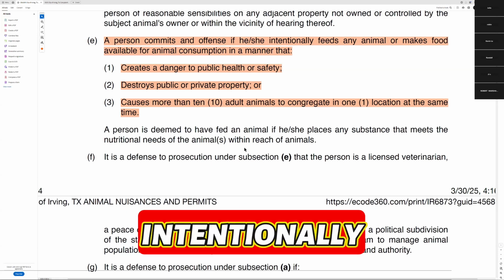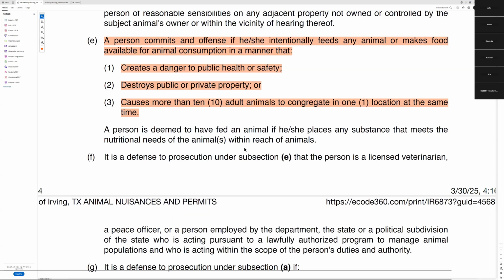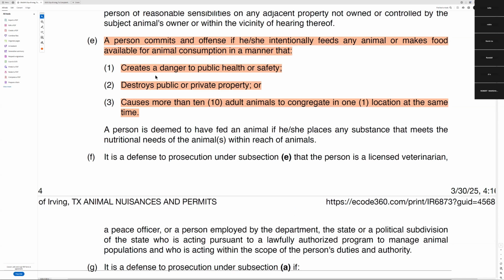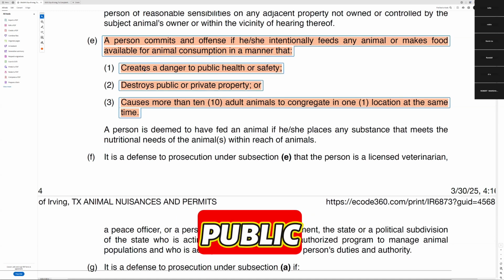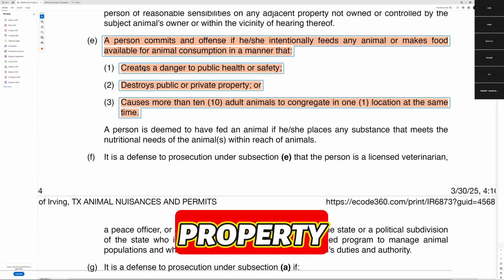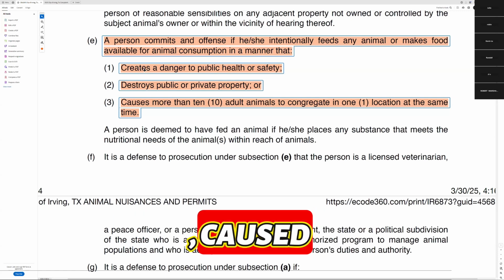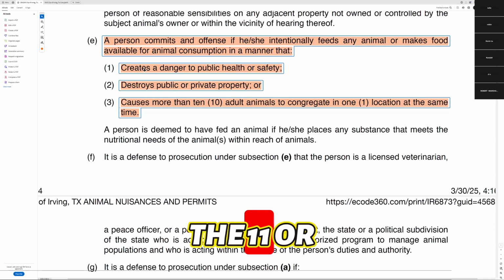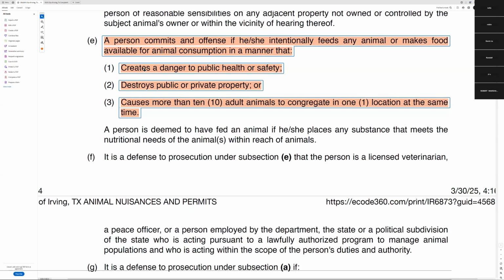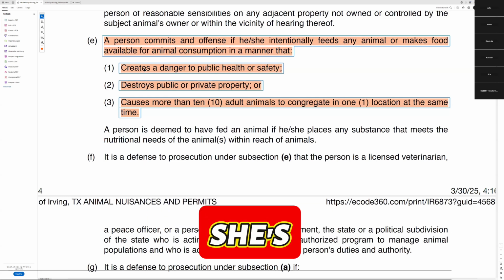So the owner must intentionally feed the animal in a manner that, and it doesn't say might create or could create. Creates means did create. Right? Yep. Okay. So that did create a danger to public health or safety. Or alternatively, did destroy public or private property. Or alternatively, caused more than 10 adult animals to congregate in one location at the same time, which is where the 11 or more came from. Mm-hmm. Because 11 or more is more than 10, right? Mm-hmm. So that's the ordinance that she's being charged under.